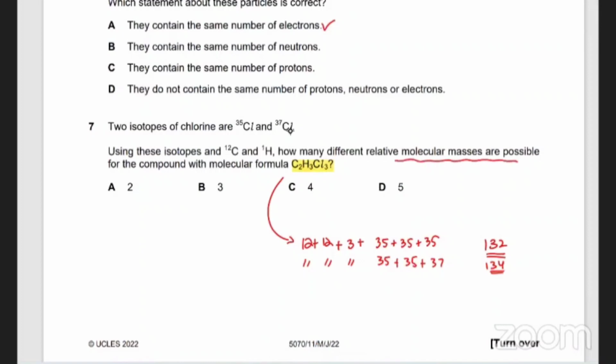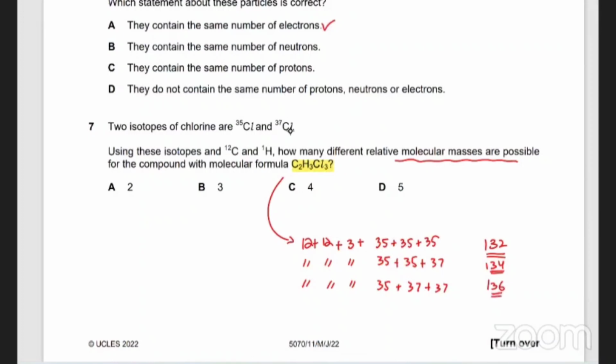And how many different molecular masses are possible, right? So we can just go on. We can check for further options. So what else could it be? 12 plus 12 plus 3 plus 35. So this could be 37, and the other Cl could also be 37. 3 Cls, 2 of them are 37s. Now the mass will increase by 2 more, it will be 136.